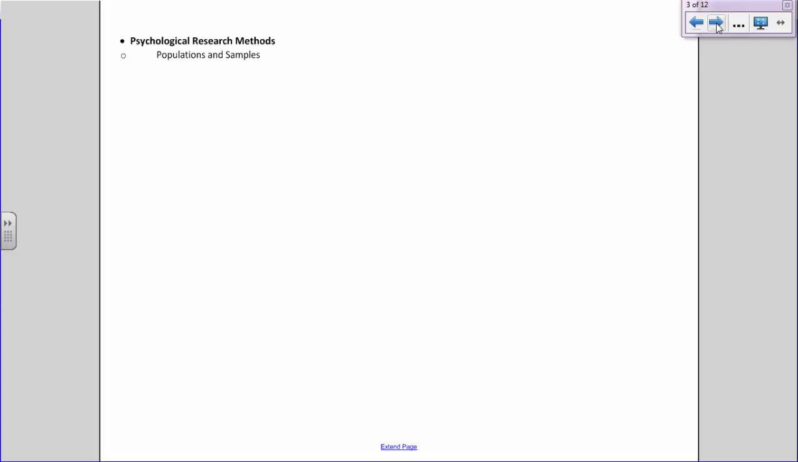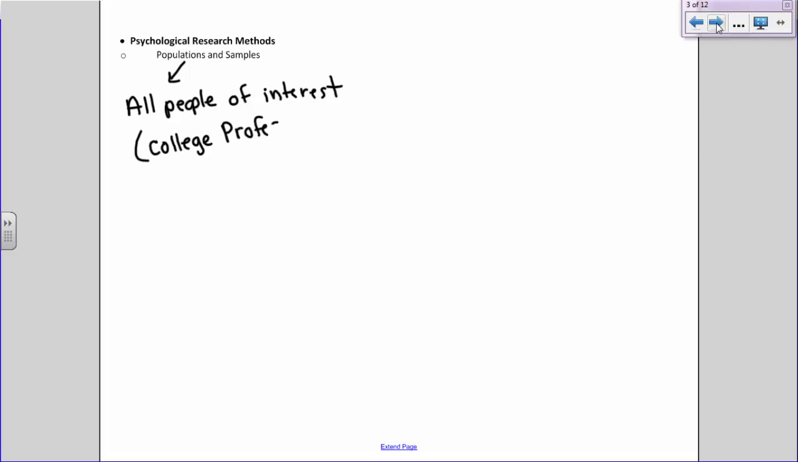All right, so in general, a population refers to all people, places, or things of interest. In this case, we'll say people, because it's a psychology class. As an IO psychologist, typically I am interested in all employees, or maybe employees of a specific profession. So let's say that I'm interested in studying college professors. That is what I want my research to apply to, all college professors.